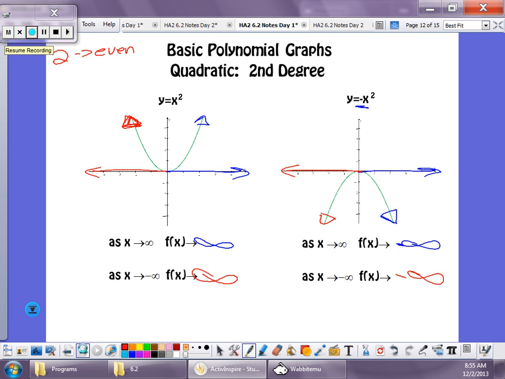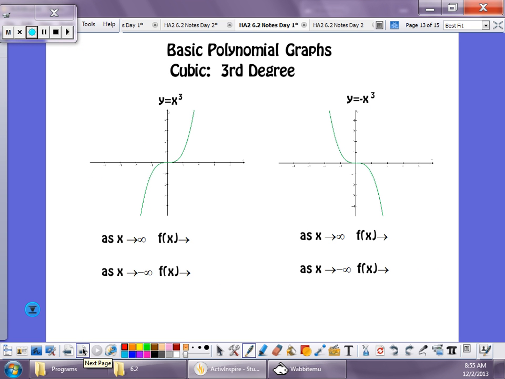So let's take a look at the cubic graph. Why don't you guys try and see if you can figure this one out. So we look at this, and again, as x goes to positive infinity, where are my values going? Positive. And as I go to negative infinity, where are my y values going? Negative infinity. Good. And then we introduce the negative coefficient, and what happens? They flip again, right?